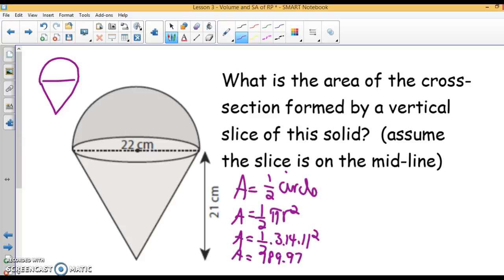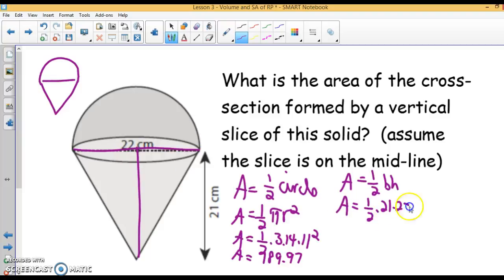The area of the triangle, 1/2 base times height. So here's my triangle. The base is 22 and the height will be 21. So area is 1/2 base times height, which is 231. So the area of that whole cross section, which is the half of the circle with the triangle, I'm going to add these. And I get 420. And it's centimeters squared, because remember it's area.